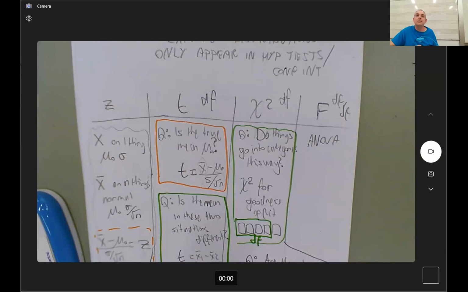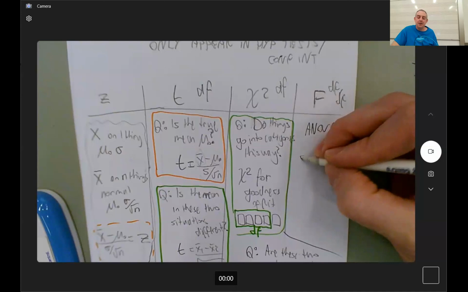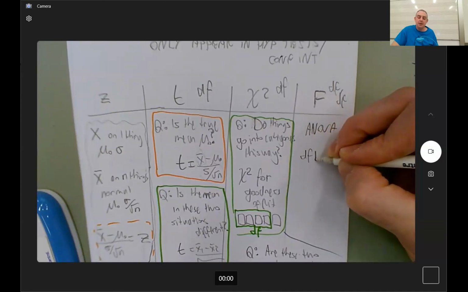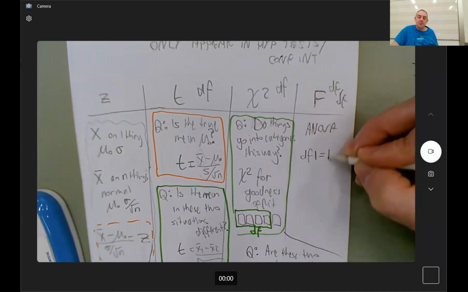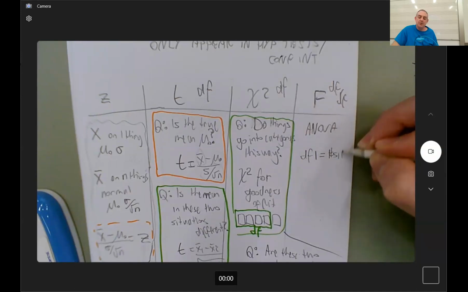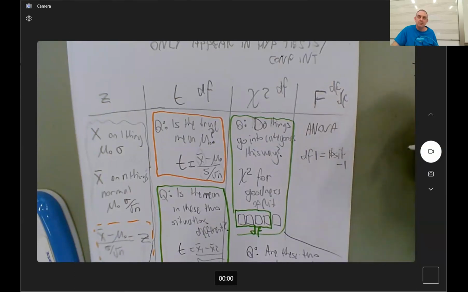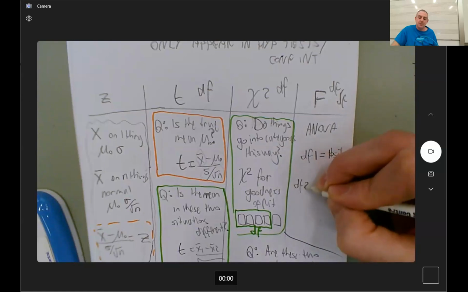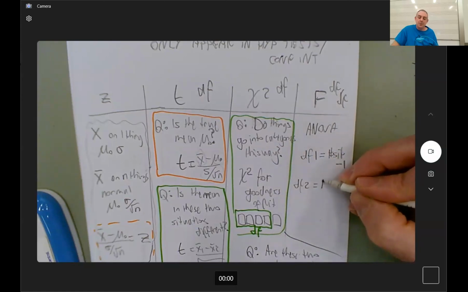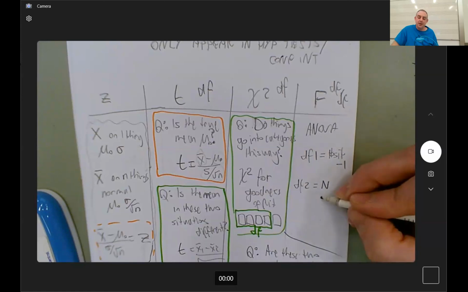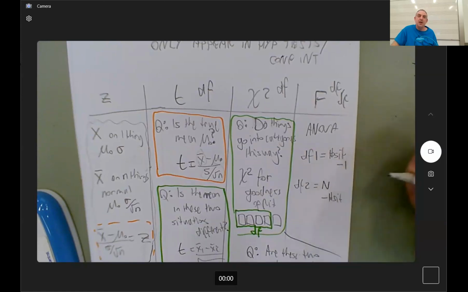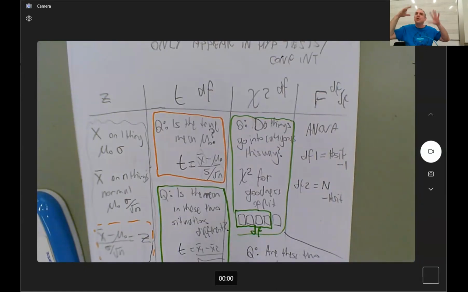That's when it happens. And I believe that degrees of freedom 1 is the number of situations minus 1, and degrees of freedom 2 is the number of individuals total for everything minus the number of situations they could be in. I'm calling it situations. Most people call it groups, but situations makes more sense to me.